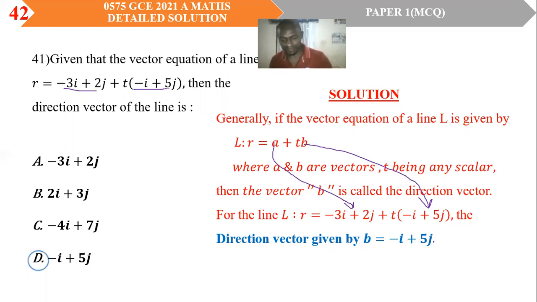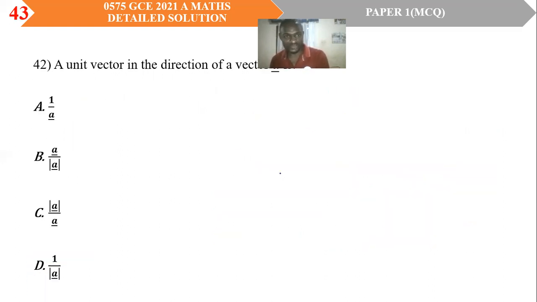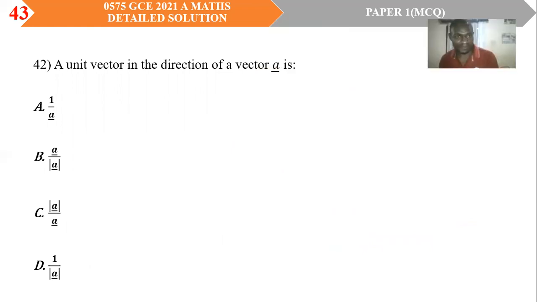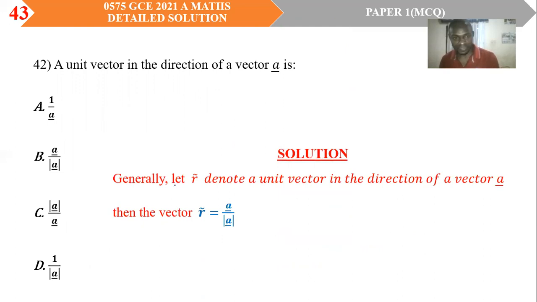Answer D. Question 42. A unit vector in the direction of a vector A is... how do we obtain the unit vector? Solution. Generally, let r denote the unit vector in the direction of a vector A. Then the vector r will be obtained by taking the vector A over the magnitude of the vector A. Answer B.